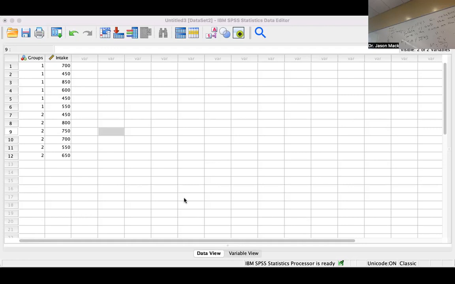Okay, and a related sample. Everybody's with me so far? Okay. And a related sample, also called a dependent sample.